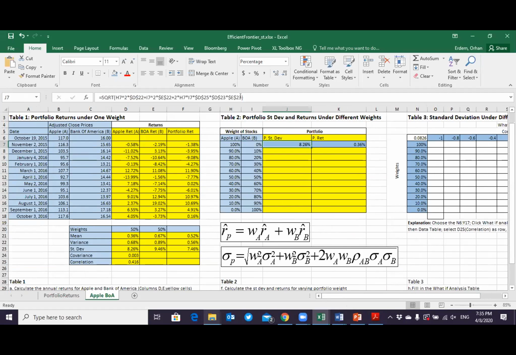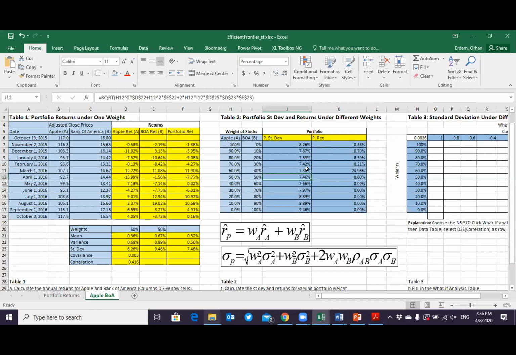So the formula is already entered here, so you don't do anything. Just drag and drop this thing, okay? Just drag this thing and drop. So this shows you, if you have a portfolio with 100 Apple and then 0 Bank of America, this will be your portfolio standard deviation, okay, 8 point something. This will be a portfolio standard deviation if it is 90 to 10, etc., etc.